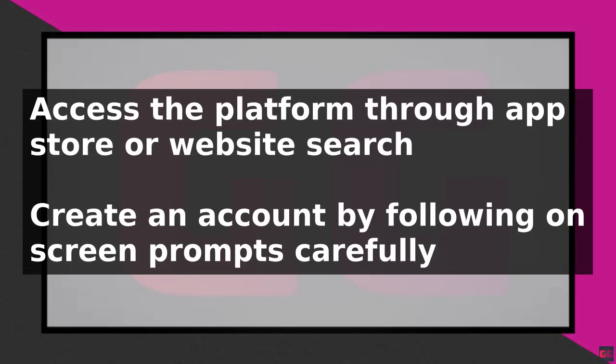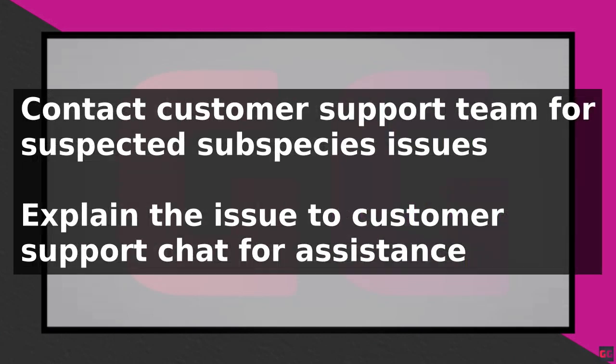To address issues with Samuel due to subspecies activity, you'll need to access the platform. You can do this by going to the App Store or the website, where you can search for the platform and follow the on-screen prompts to create an account. This will give you access to the platform's features.